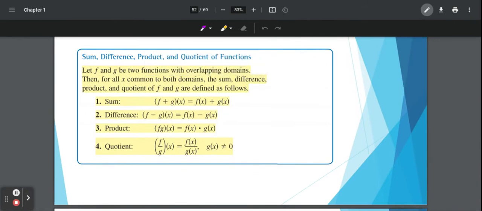If you see something that says f plus g of x, it really means you're just adding the function f of x to the function called g of x. So the difference, f minus g of x, just means f of x minus g of x. And then you also have the multiplication and the division.